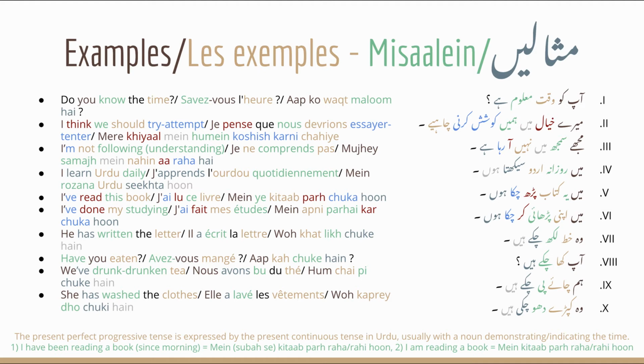So the present perfect progressive tense, which is in English, is expressed just by the present continuous tense in Urdu, but usually with a noun, like sort of indicating the time. So I have been reading a book since morning. मैं सुबह से किताब पढ़ रहा हूँ और रही हूँ. And I am reading a book is just मैं किताब पढ़ रहा और पढ़ रही हूँ. So that सुबह से is indicating the present perfect progressive instead of just the present continuous or present progressive.